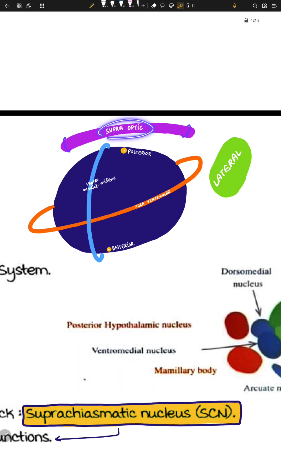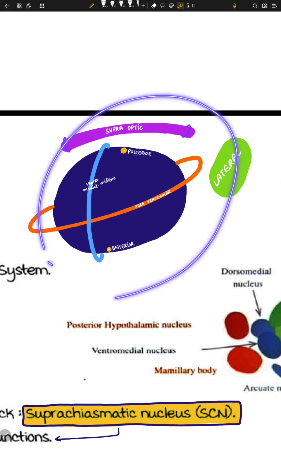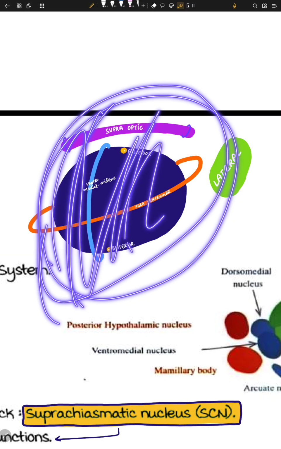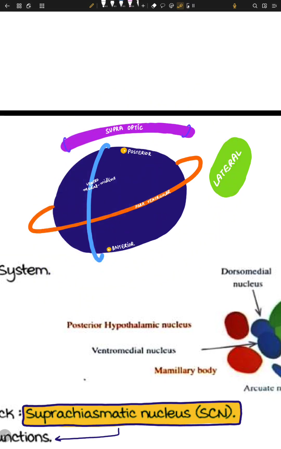First nuclei is supraoptic. I made this figure for myself so that I can understand this. Supraoptic. So supra means here, so supraoptic nuclei is here. This is not anatomically right. This is not physiologically right. This is only the way I remember it, the only way I understand it.